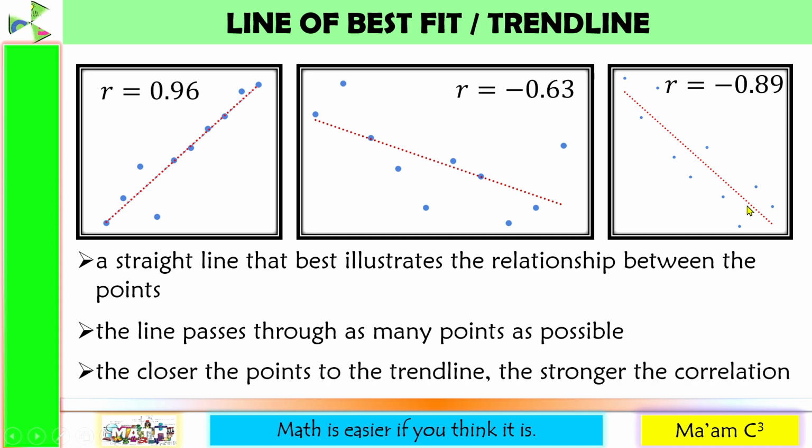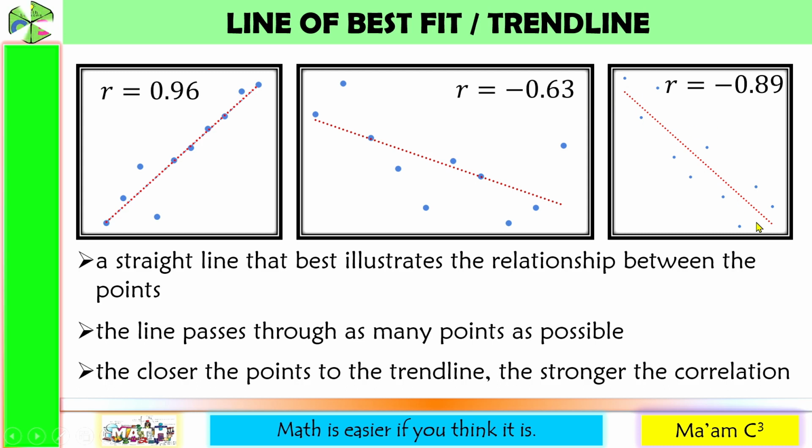Another, the closer the points to the trend line, the stronger the correlation. Take a look at picture number 1. The points are very close to the trend line, so we have a strong correlation. Now, for picture 3, although the trend line did not pass through any points in this picture, you will notice that the points here in picture number 3 are closer than the points here in picture number 2. That is why the correlation in picture number 3 is greater than the correlation in picture number 2. Of course, we have to consider the absolute value of these correlations.